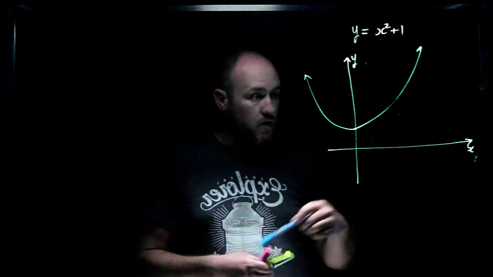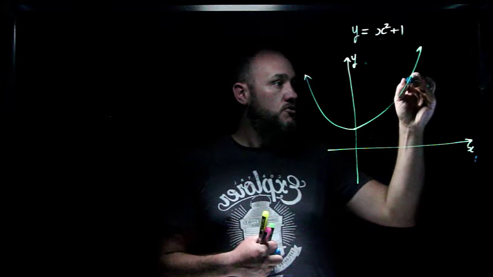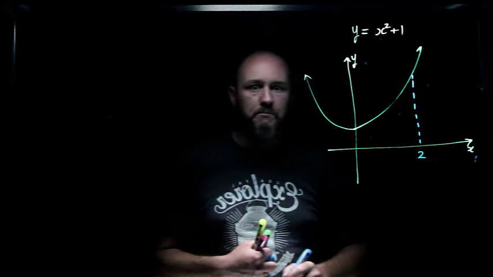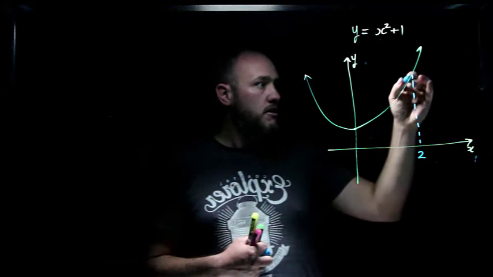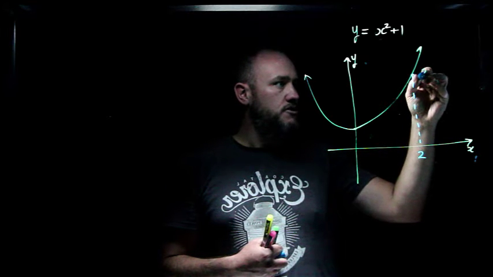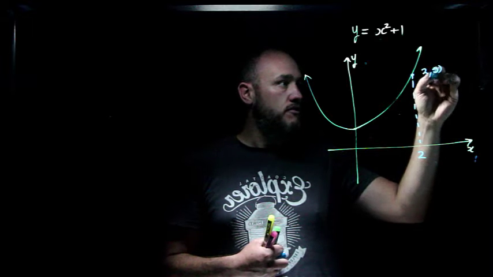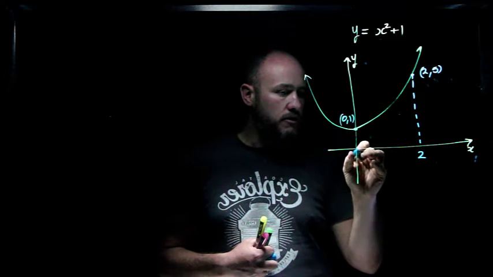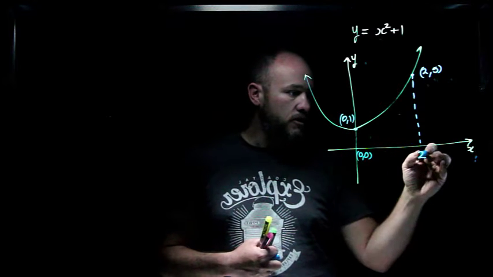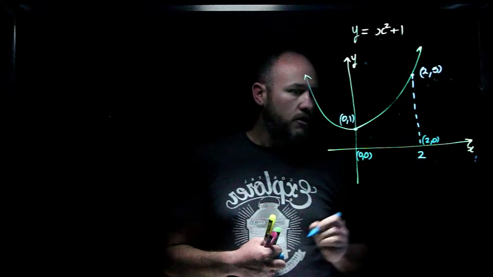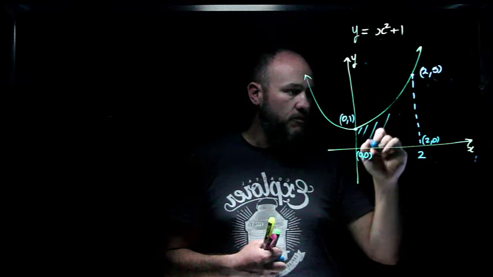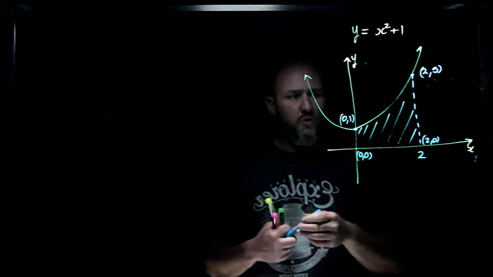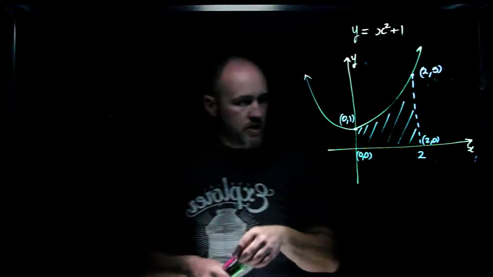Now what if we wanted to find the area under the curve between 0 and 2? Note here that when x is 2, x squared plus 1 is 5. So that's coordinate (2, 5). This is coordinate (0, 1). And this, of course, is coordinate (0, 0). And this is coordinate (2, 0). And we want to find the area underneath. So it's the area of this shape here, a bounded shape between those four coordinates, but one side is curved. That's what makes it quite tricky.